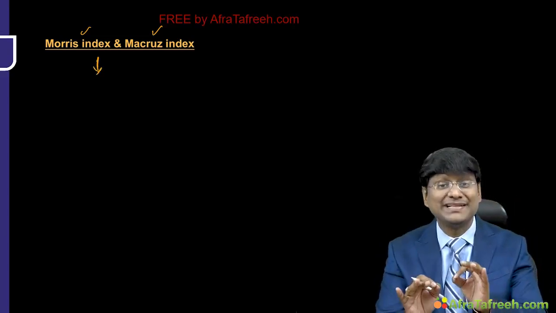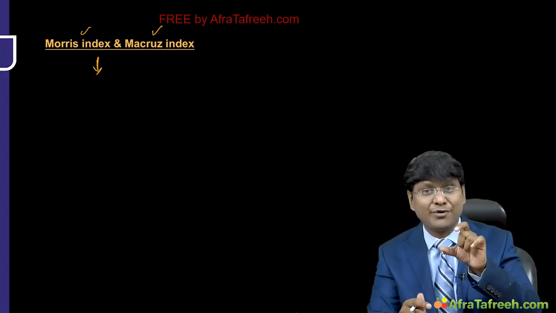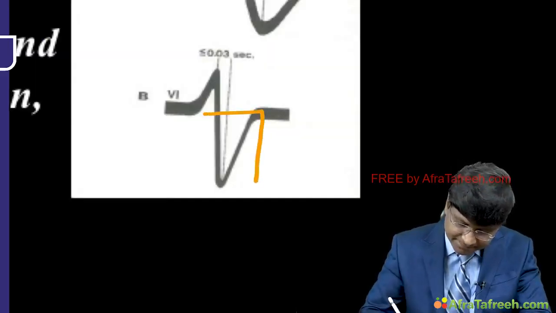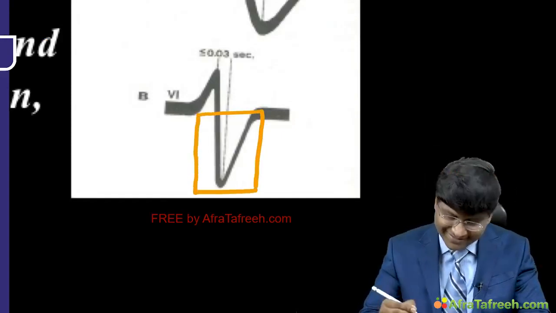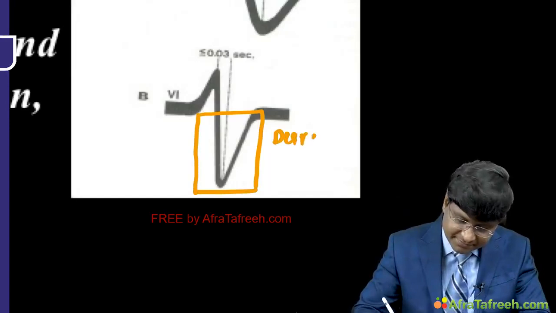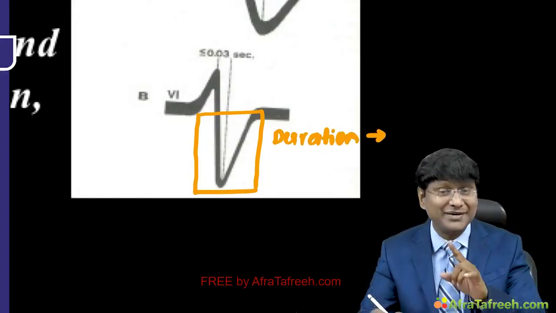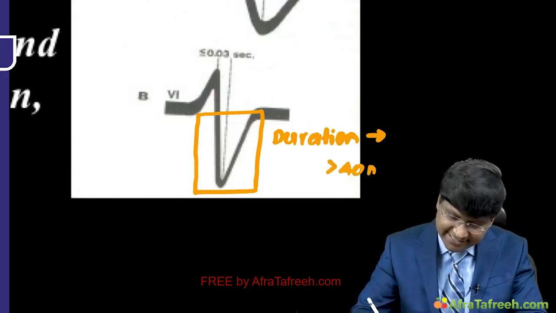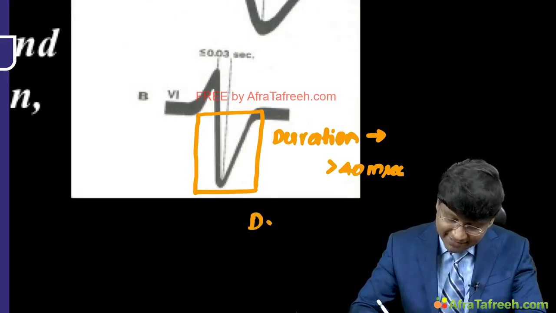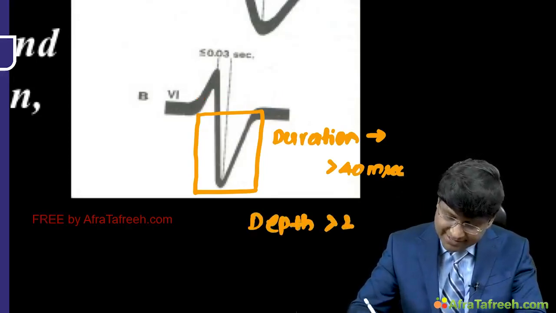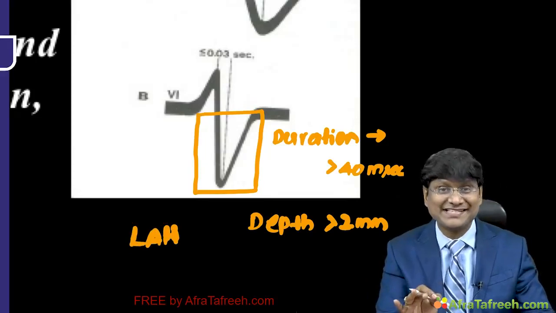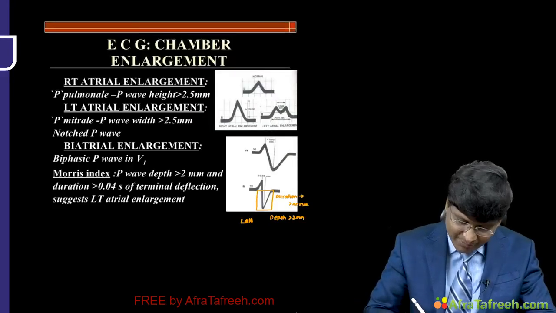So Morris index tells you that the negative component of the P wave in lead V1, you see this, the duration of this particular negative component should be more than 40 milliseconds. That is one thing. And the depth should be more than 2 mm to call it left atrial hypertrophy. So this is what is called the Morris index.